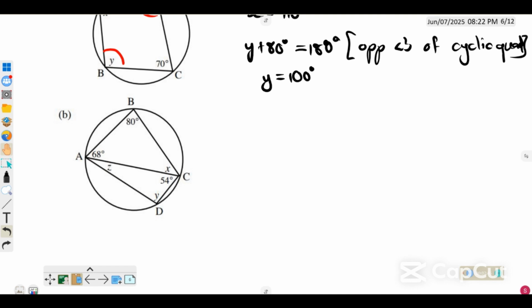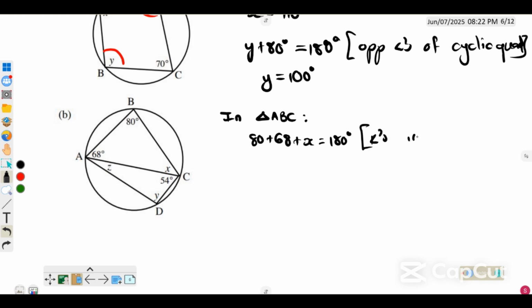Okay, even if you look at this one, we should find X first before we find Y. But it is easier to find X if we look at the triangle. Which triangle? If we focus on triangle ABC, we can see we only have one unknown angle there, which is angle X. So when we add 80 plus 68 plus X, it should give us 180 degrees. And what is this? These are angles in a triangle, sum of angles in a triangle, right? So 80 plus 68 gives us 148, right? And then 180 minus 148, it means X equals 32 degrees.